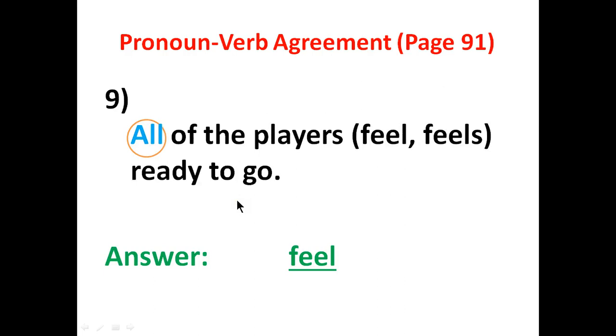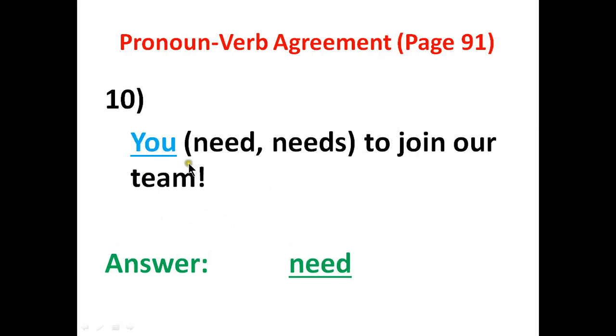Number 9. All of the players feel ready to go. All is an indefinite pronoun. You will circle it and write feel on the line. Number 10. You need to join our team. You will underline you and for this you please write need on the line.